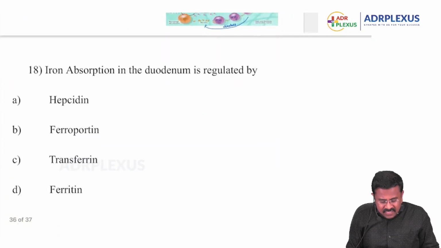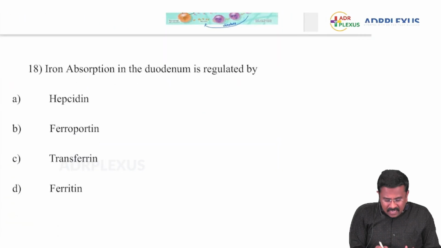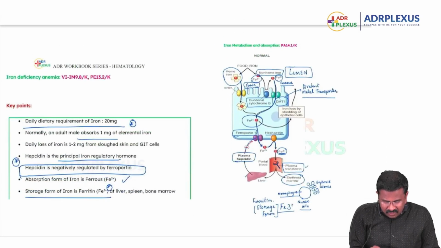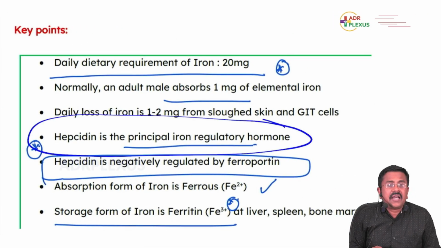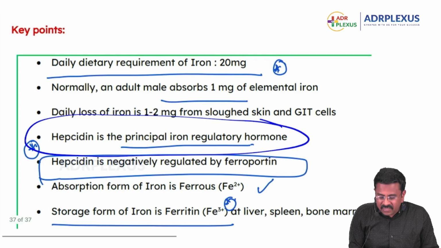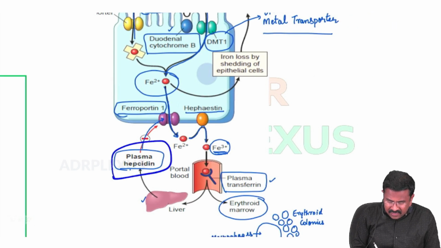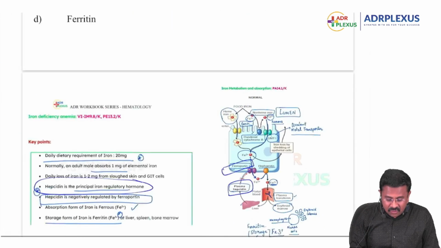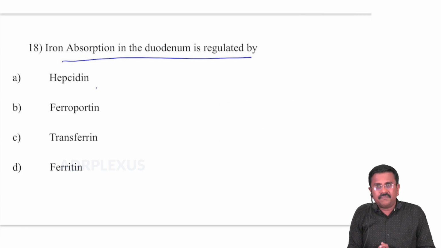And the 18th question, again from pathology, again from our regular series. Iron absorption in the duodenum is regulated by. If you look at our regular workbook, you can see exactly the same words. Hepcidin is the principal iron regulatory hormone, and it acts on ferroportin. You remember this picture in our regular workbook. Plasma hepcidin inhibits the ferroportin, thereby it mainly regulates the iron absorption in the duodenum.